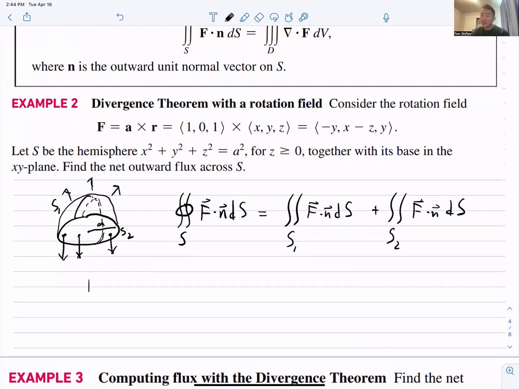So let's compute the divergence of our vector field f. The divergence of our vector field f is the partial of that with respect to x, that with respect to y, and that with respect to z. And it just equals 0. It's 0 plus 0 plus 0.